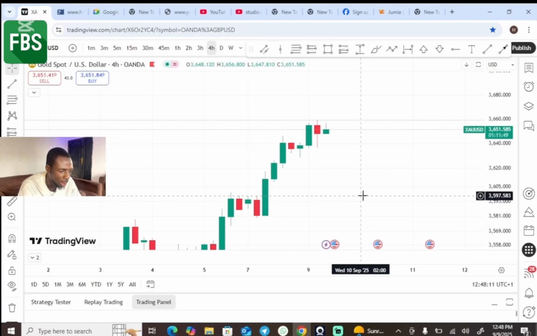So last week was about 40-something percent, and we are still up about 20% for the week, which is really amazing. I wasn't really expecting this, but that's how trading is.